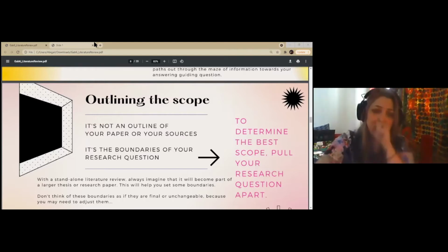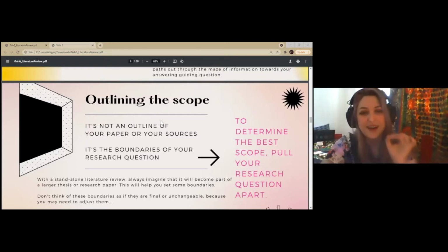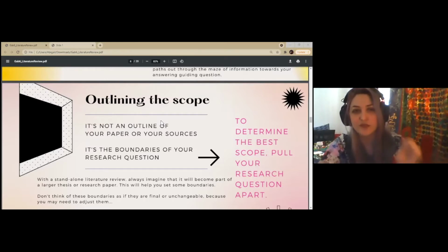So, excuse me, the outline of the scope is not an outline of your paper, which will come later when you try to organize it. And it's not an outline of the sources you found. It's not that big list of bibliography. It's actually you setting the boundaries of your research question itself.